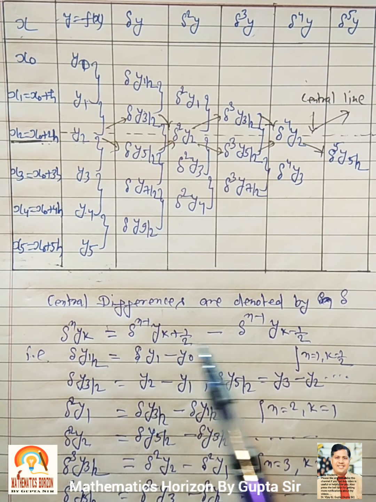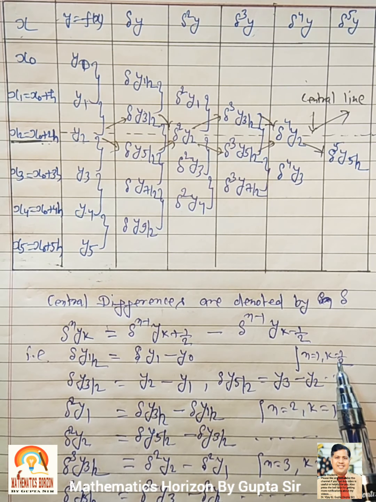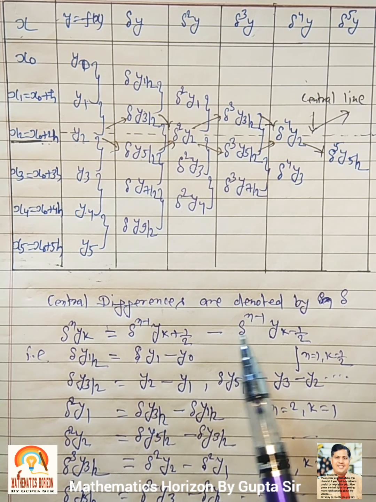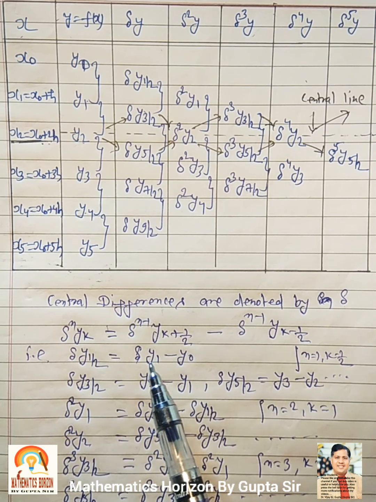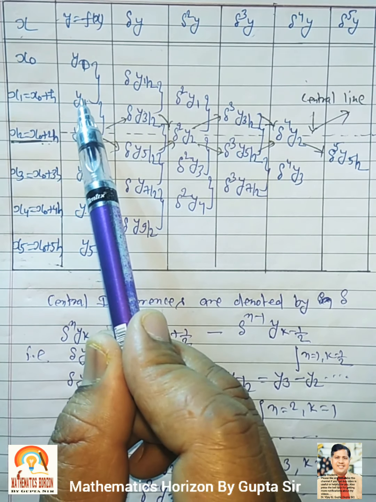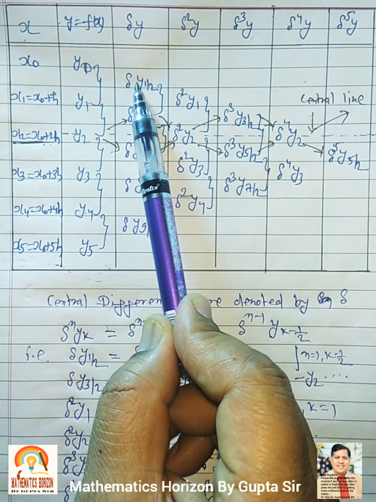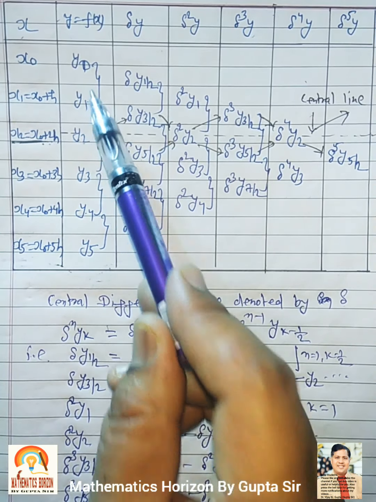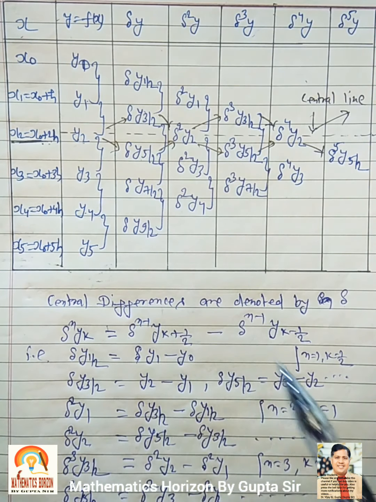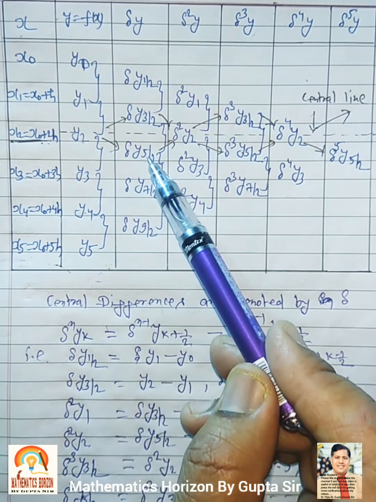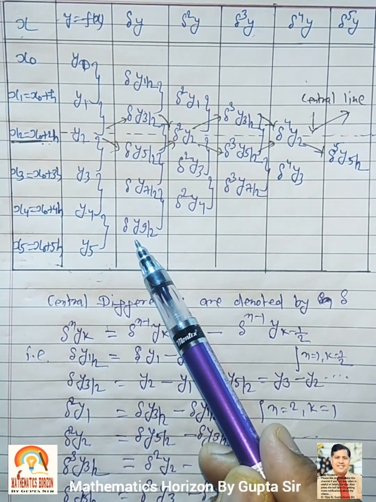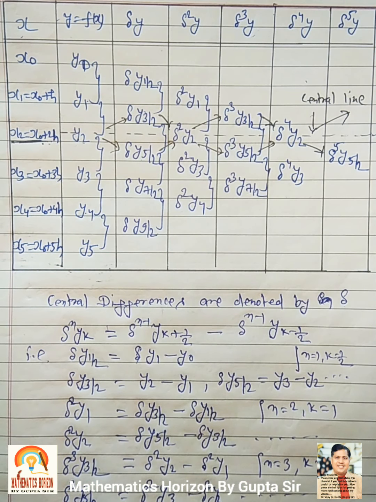If we put n equal to 1 and k equal to 1 by 2, what do we get here? It is y1 minus y0, which is called del y_(1/2). Then y2 minus y1 is called del y_(3/2), y3 minus y2 is called del y_(5/2), y4 minus y3 is called del y_(7/2), and y5 minus y4 is called del y_(9/2).